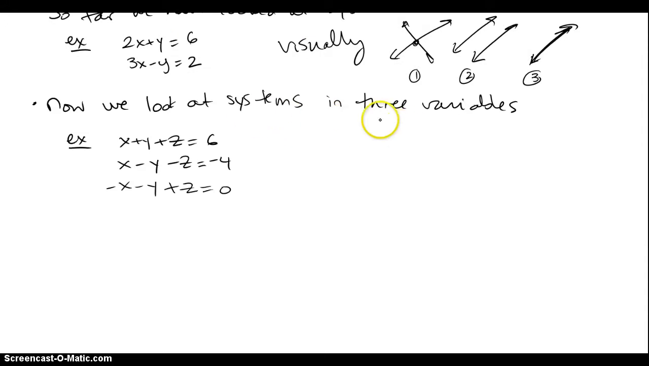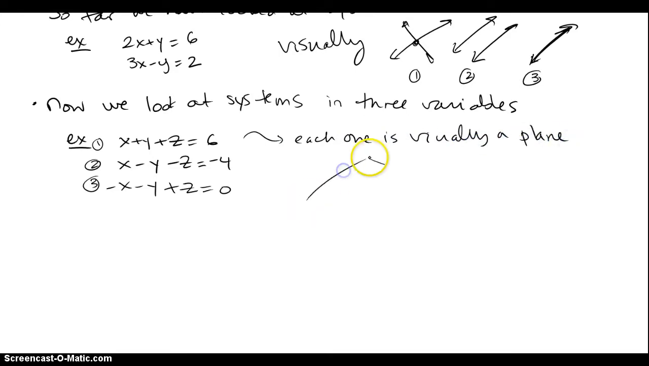So when we look at systems in 3 variables, we're really dealing with 3 equations and 3 unknowns x, y, and z. And each one is visually what's going on, what's called a plane. It's like a sheet of paper. 3 dimensions, it goes on in all directions. So the sheet just continues in all directions and it's called a plane, whereas before in 2 dimensions we just had a line that continued in both directions. So visually each one represents a plane, and we're looking at what the 3 planes have in common.